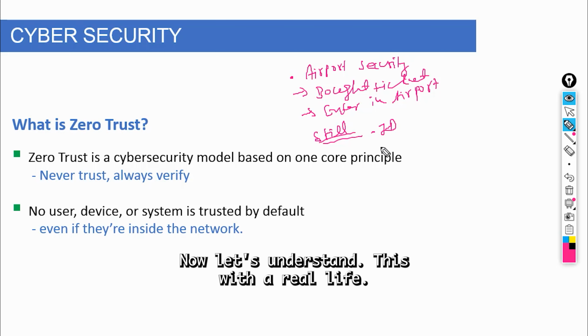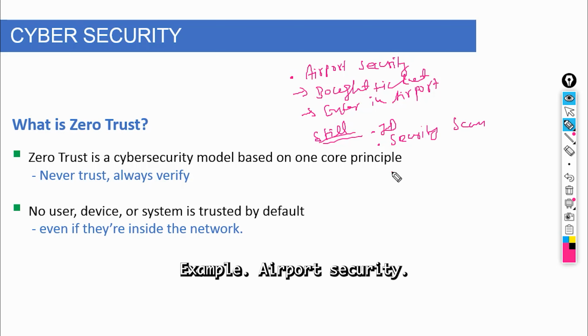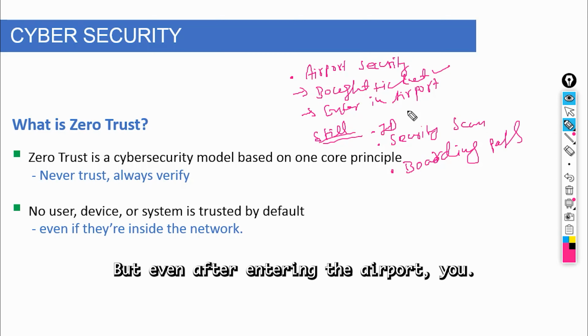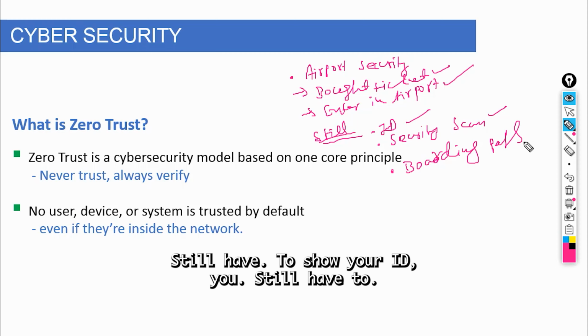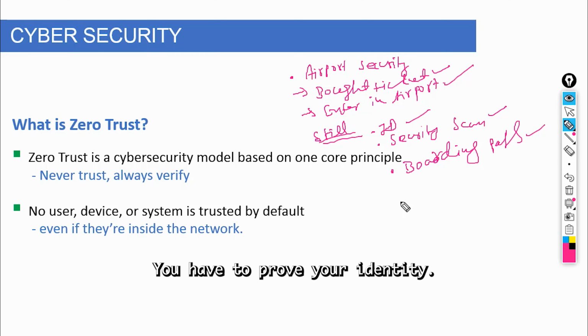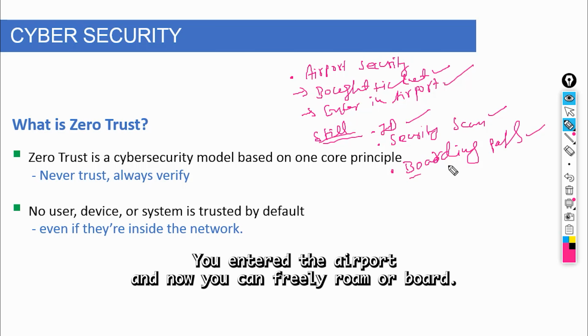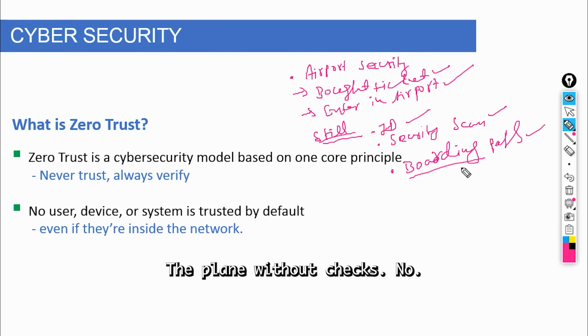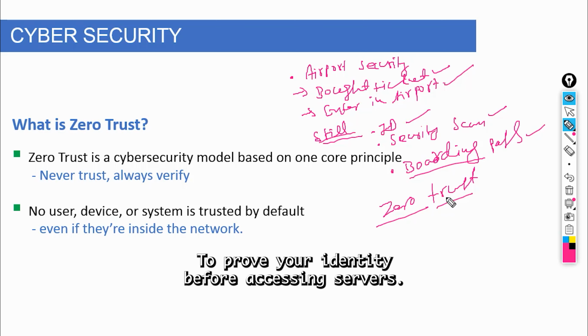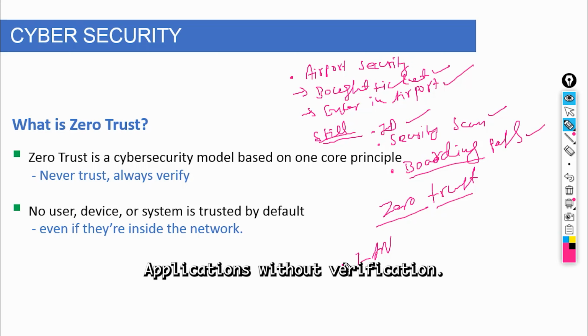Now let's understand this with a real-life example: airport security. Imagine you bought a valid ticket. After that, you enter the airport, but even after entering the airport, you still have to show your ID, you still have to go through security scanning, you still have to show your boarding pass. At every step, you have to prove your identity. It is not like you entered the airport and now you can freely roam or board the plane without checks. No, you must show your ID. Similarly, if you are inside a company network, you still have to prove your identity before accessing servers, databases, or applications. Without verification, you do not get access.